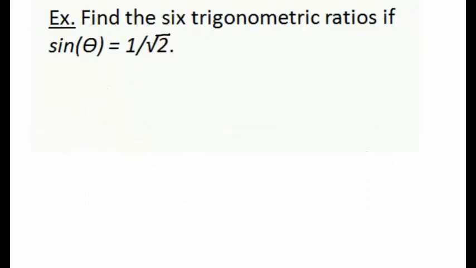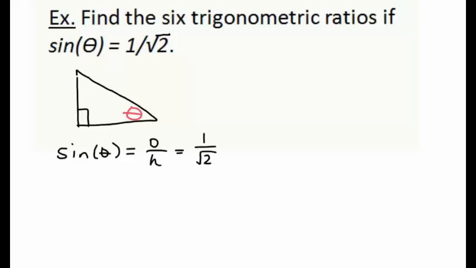Next, let's look at an example where we have to find the 6 trigonometric ratios if we're given one of the ratios off the bat. So here we know that sine of theta is equal to 1 over the square root of 2. So we have to find the other 5 trigonometric ratios. But first, we have to use this information given to us to draw a triangle. So let's go ahead and draw a right-angled triangle. And let's put our reference angle in theta. And we know that sine of theta is equal to 1 over root 2.